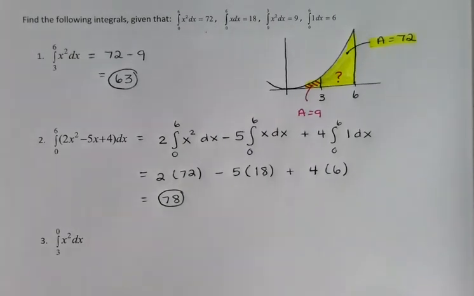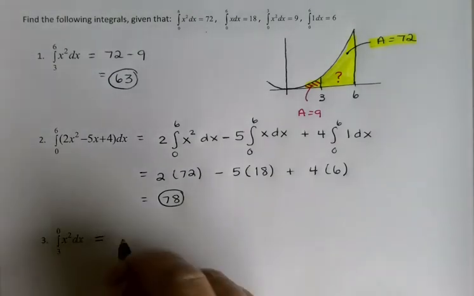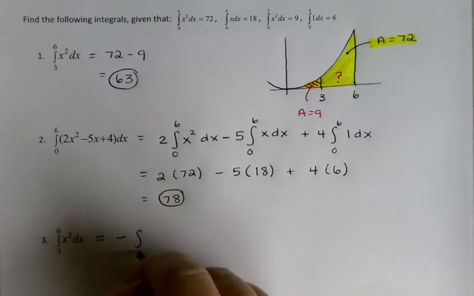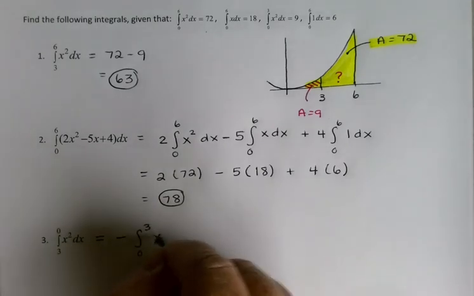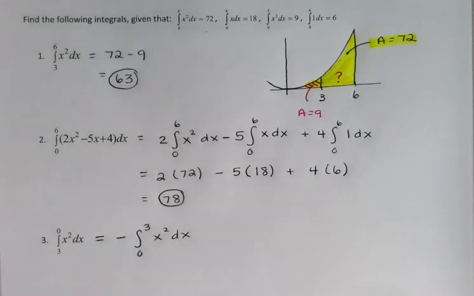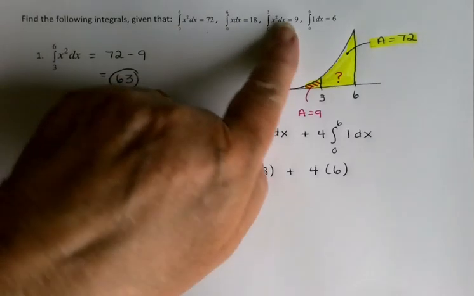All right, number 3. The integral from 3 to 0 of x squared dx. This one looks a little funny to us because we're always used to seeing things from the smaller number to the larger number. This is backwards, integrating from right to left instead of the usual left to right. And we know all that did was change the sign. So this is the opposite of the integral from 0 to 3 of x squared dx, or minus 9.